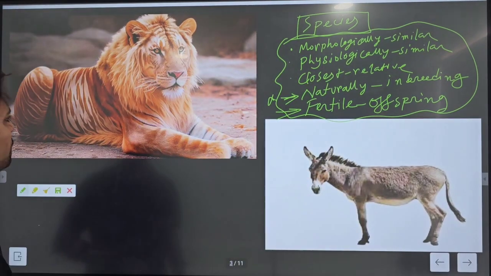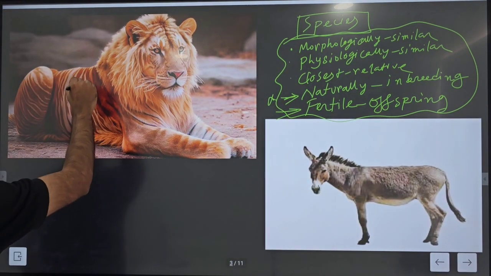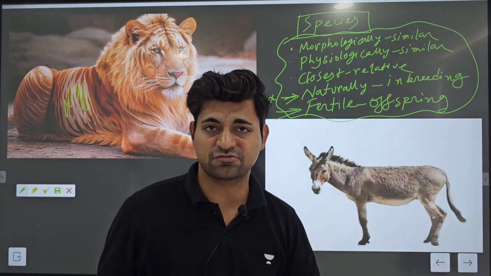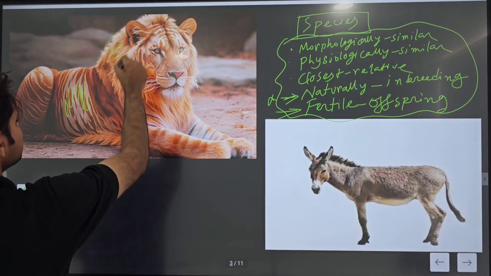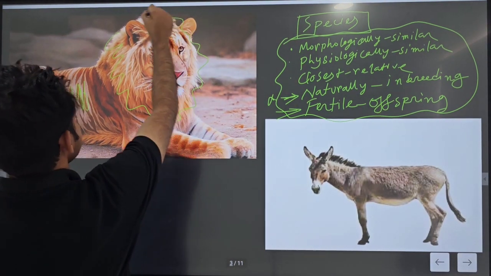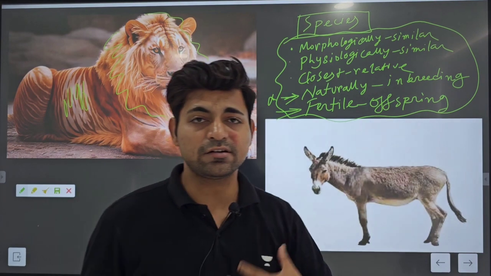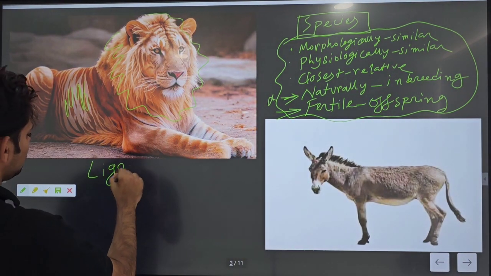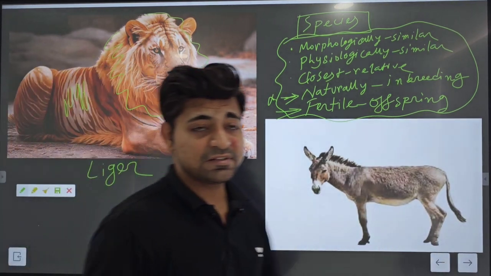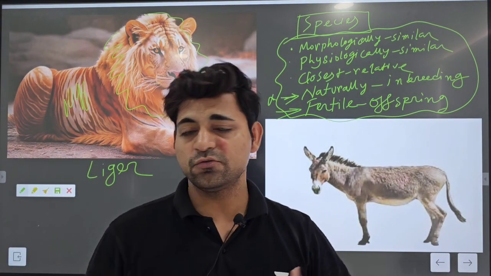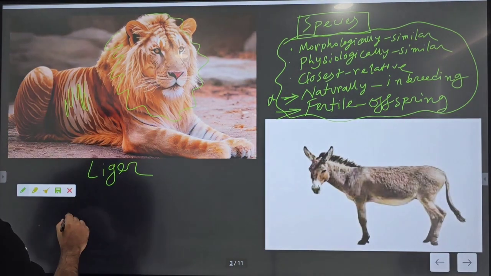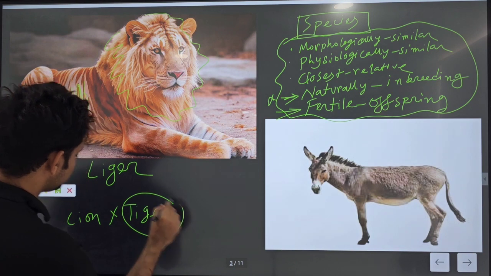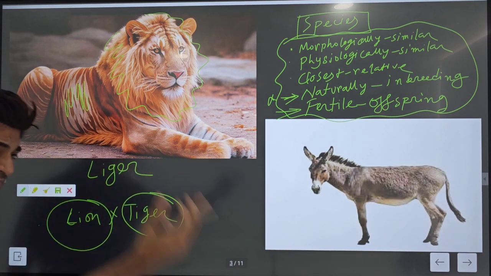Okay, now what is this? What do you think? A few characteristics are like a tiger, the black and yellow and white stripes, and this is the male of a lion. So this is neither a tiger nor a lion. This is a liger. That means it's a crossbreed between two species, between lion and tiger. Tiger is one species, lion is another species.